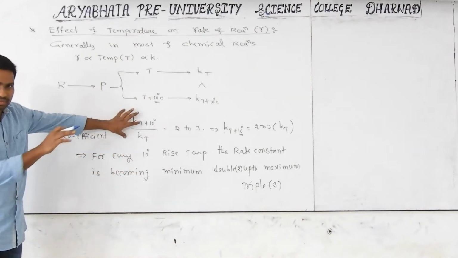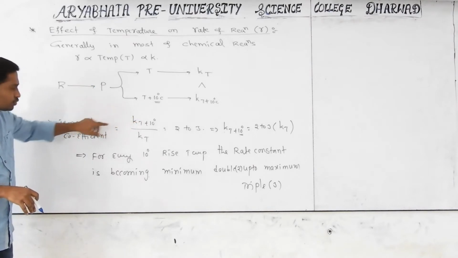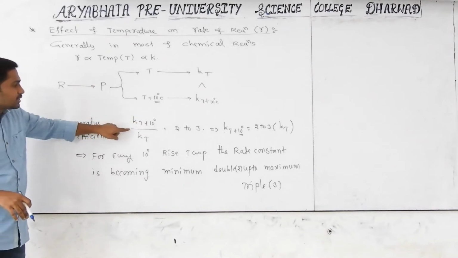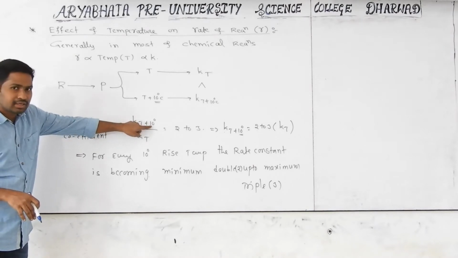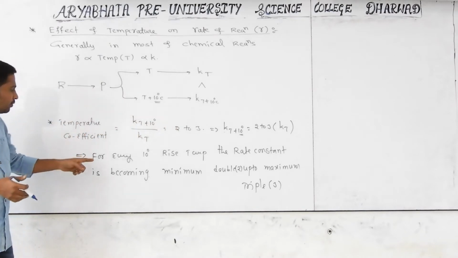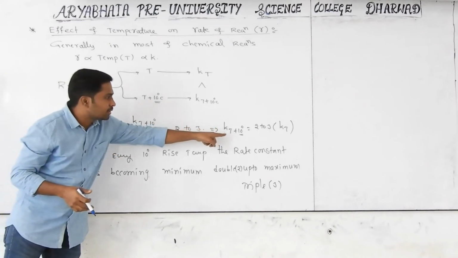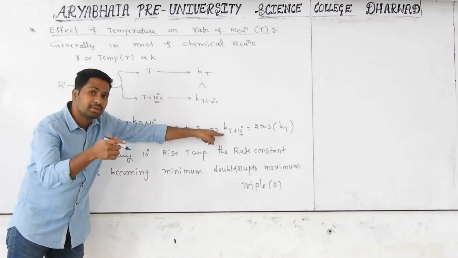How this comes, I will explain later by taking a neat diagram. Don't worry about that one. Just remember this one. The temperature coefficient is nothing but the ratio of the rate constants measured at a 10 degree interval, which is always equal to 2 to 3. What is the indirect meaning? For every 10 degree rise in temperature, the rate constant value becomes minimum double up to maximum triple.